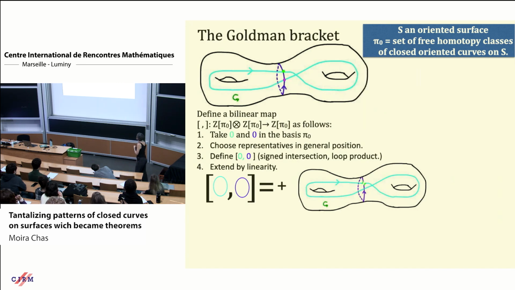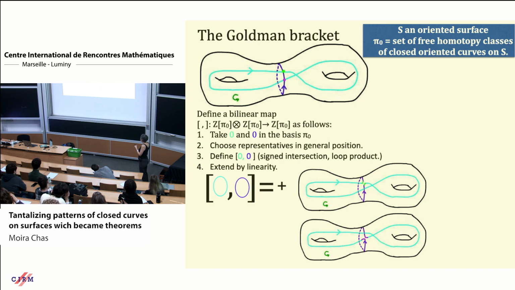And then I do the same thing with the other. Oh, and I put a sign, just comparing the orientation of these 2 tangents here with the orientation of the surface. The surface has to be oriented. So this is the bracket.